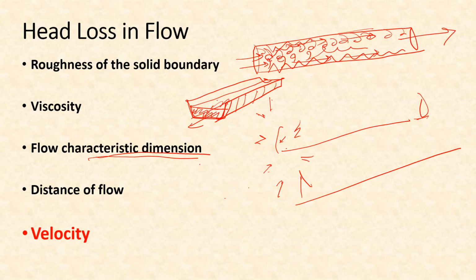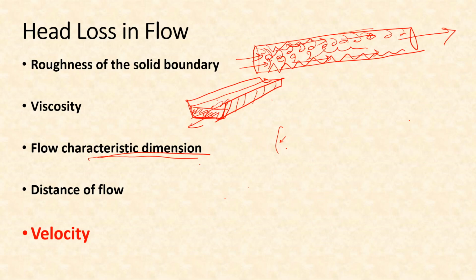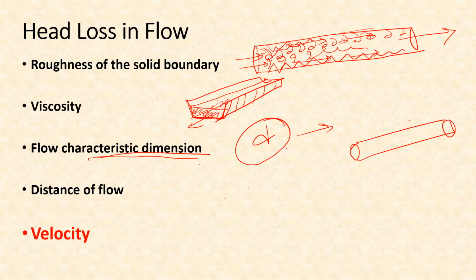And therefore we can say that in case of a circular pipe, the diameter d is the dimension that's affecting the flow or affecting the head loss. If the diameter is small, more head will be lost, because most of the flow will be affected by the skin friction. If it's a large diameter, then less head will be lost, because most of the flow is away from the solid boundary or the circumference of the pipe.